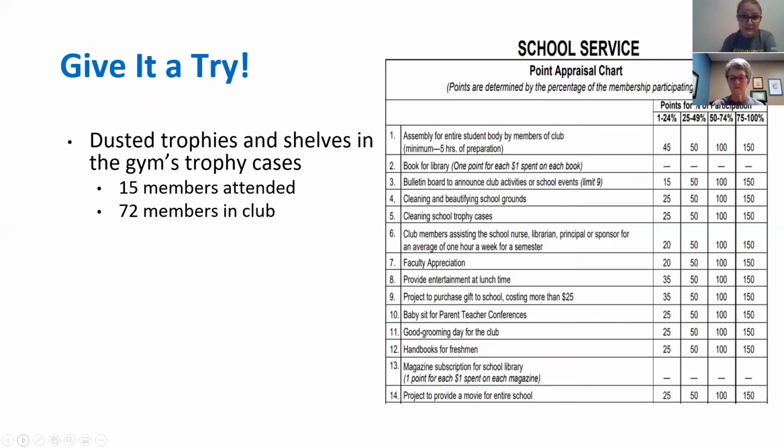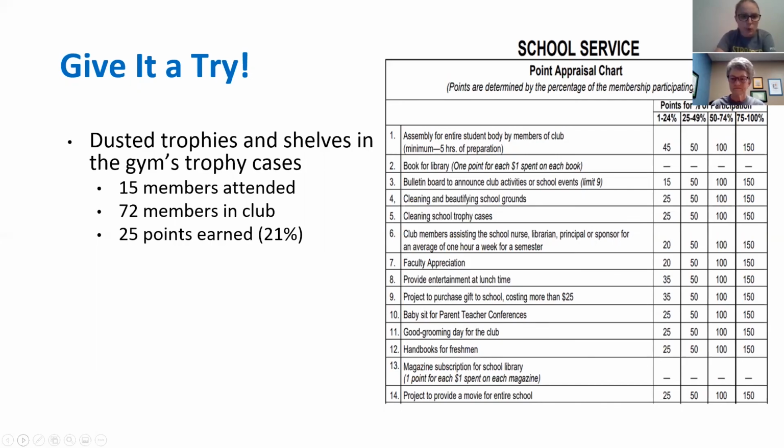So to find your participation, you need to take the number of members that attended and divide it by the number of members in your club. So 15 divided by 72. And that will give you your decimal, which is your percentage when you multiply it by 100. Go ahead and do that math real quick. And you will find 21% is your percentage. Now, if you look under your percentages in the columns, 21% falls in that 1 to 24%, which means your club will be awarded 25 points for that particular service project.